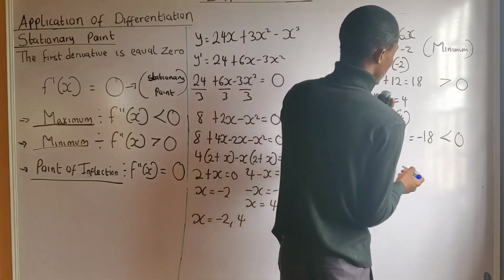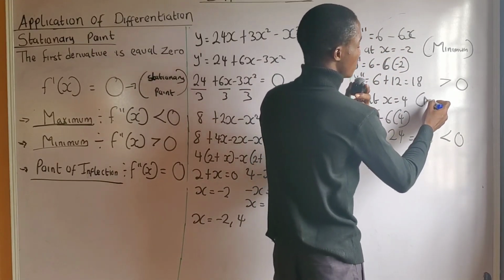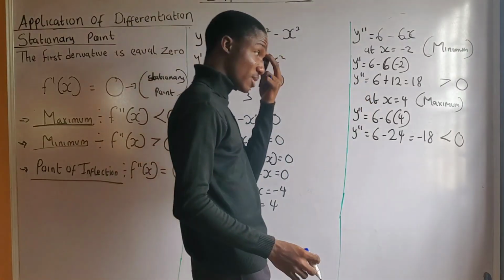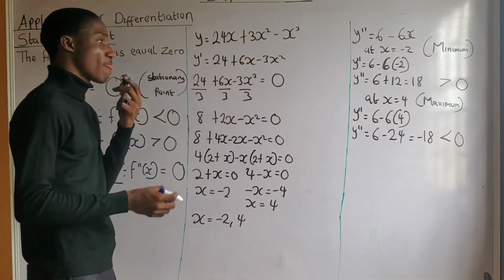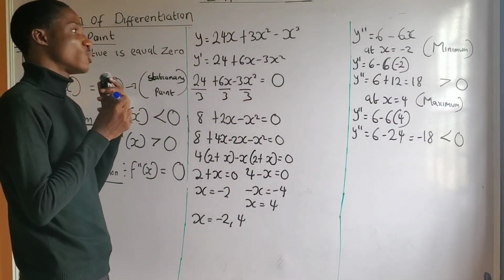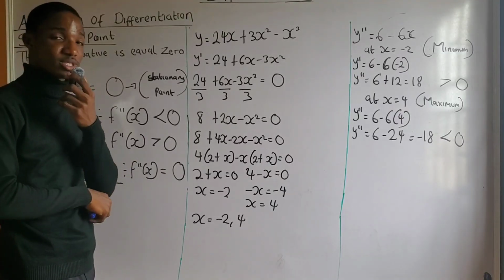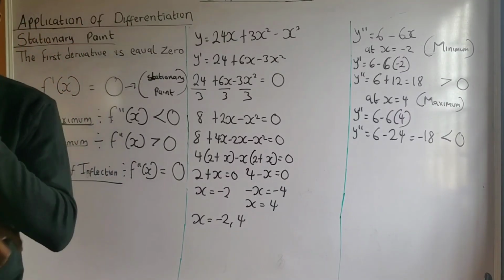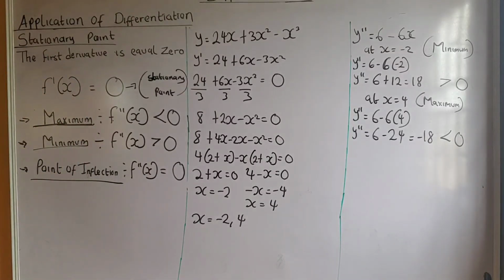Less than 0. So at x equals 4, the stationary point is maximum. We have maximum. At x equals 4, it is maximum, and at x equals -2, it is minimum. Okay, so that's how it works. Let's look at more worked examples on this concept, stationary point.